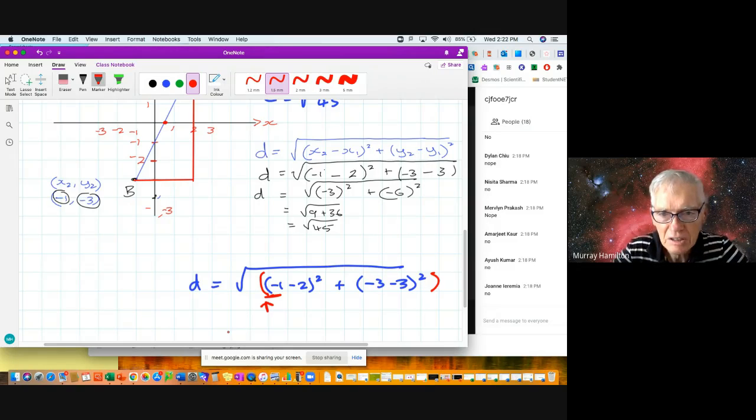So that is the distance formula. Put yes if you understood the distance formula. Okay. 1, 2, 3, 4. What is it? Cool. Good. Okay, so that's that.